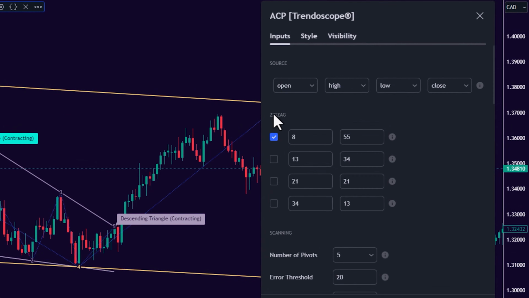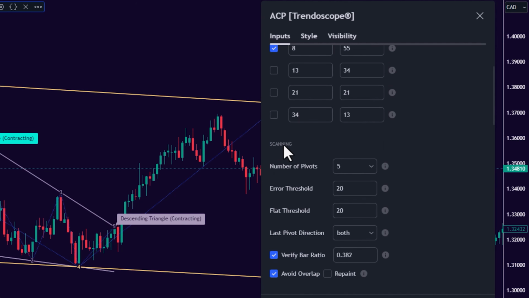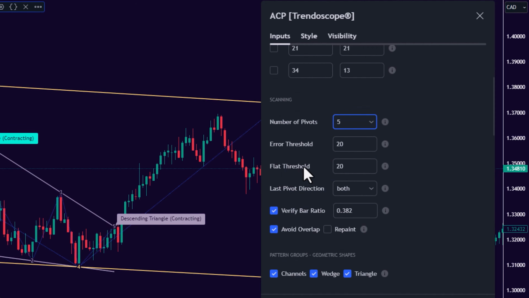Zigzag Settings. Zigzag settings allow users to select the number of zigzag combinations to be used for pattern scanning and also allow users to set zigzag length and depth combinations. Scanning settings. Number of pivots. This can be either 5 or 6, represents the number of pivots used for identification of patterns. Error threshold. Error threshold used for initial trend line validation. Flat threshold. A flat angle threshold is used to identify the slope and direction of trend lines.